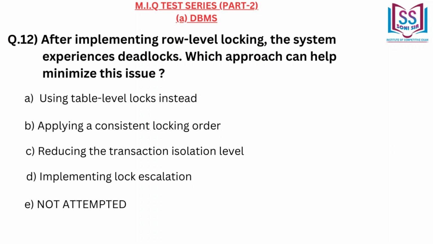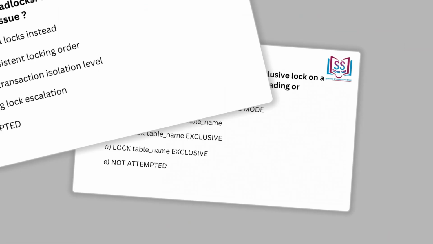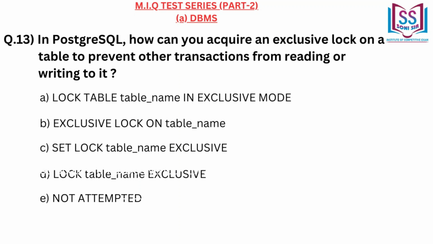After implementing row-level locking, the system experiences deadlocks. Which approach can help minimize this issue? A. Using table-level locks instead. B. Applying a consistent locking order. C. Reducing the transaction isolation level. D. Implementing lock escalation.